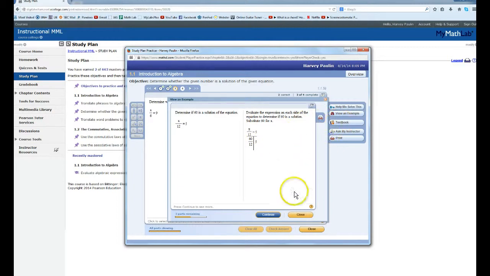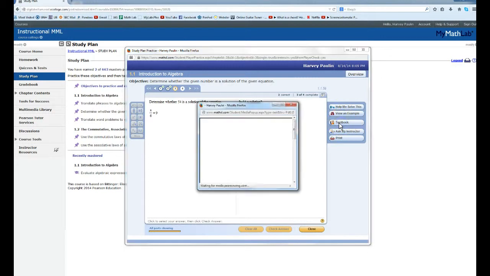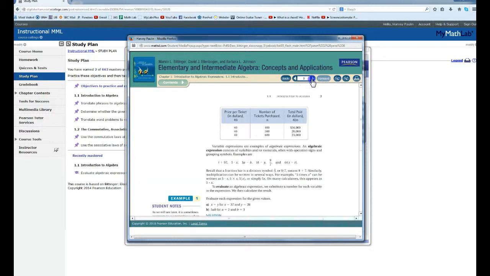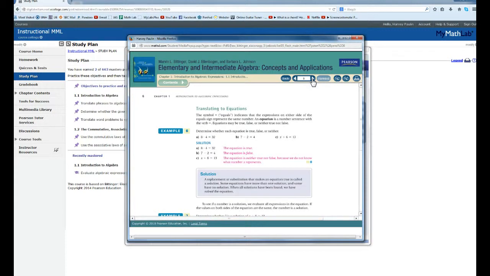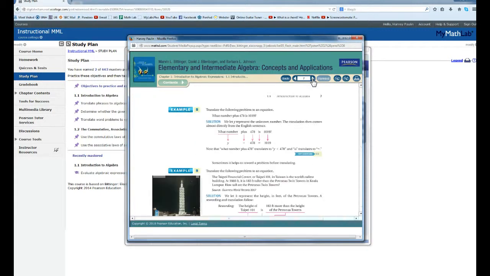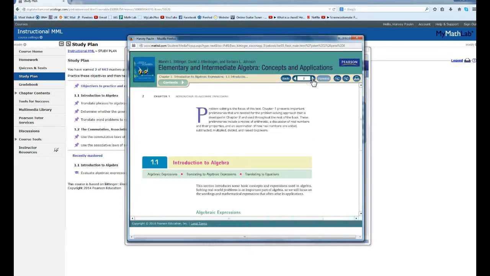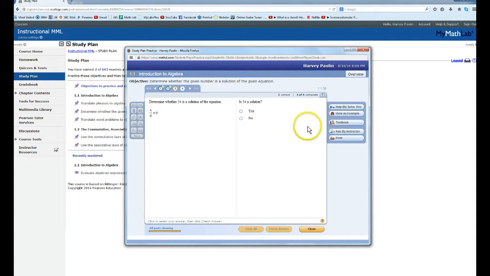Now, if I wanted to look at the textbook pages, I could click on textbook. And there's the textbook coming up. And I click on this arrow to bring me to the next pages. And I would be looking for something that is on my particular topic. Okay, so that's the textbook. And theoretically, you should read that textbook before you come to class.